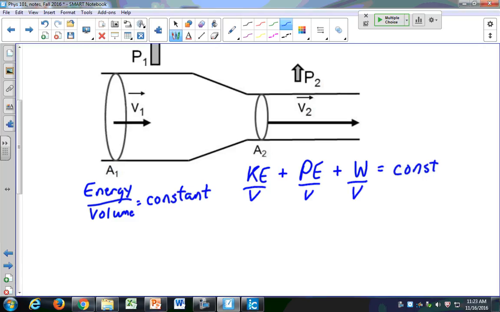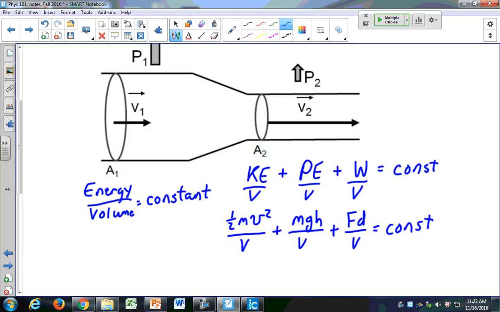So again, be careful. My capital V is volume. Whenever I use speed, I'll do a little script v. Okay? This is the energy per unit volume. Now remember, kinetic energy is 1/2 mv squared, divided by volume, plus mgh divided by volume, plus force times displacement divided by volume. That's all equal to a constant.